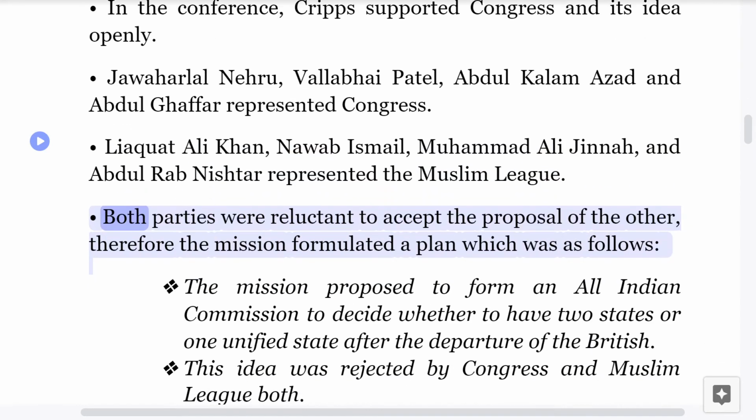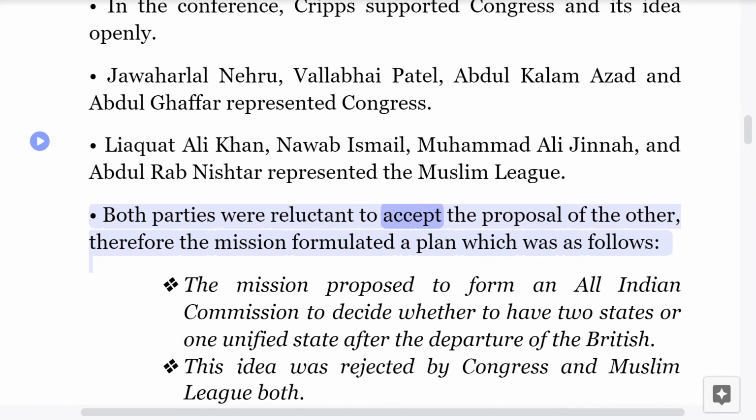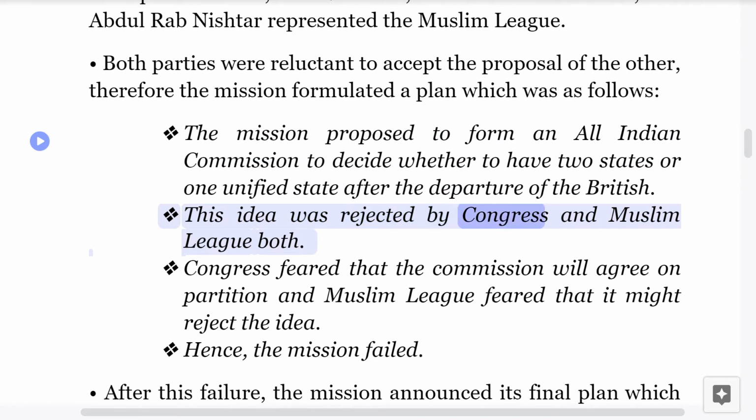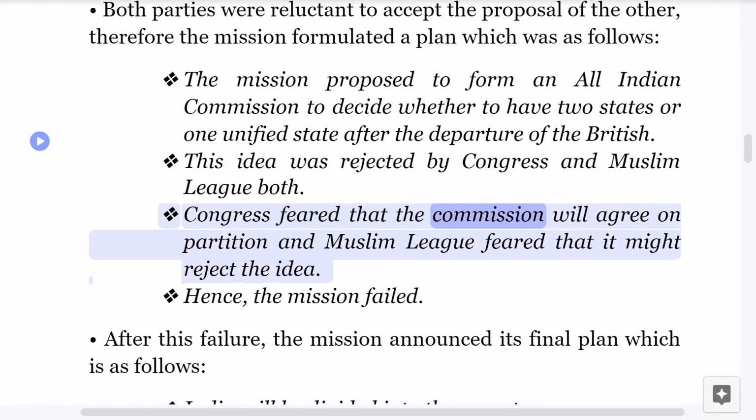Both parties were reluctant to accept the proposal of the other, therefore the mission formulated a plan which was as follows. The mission proposed to form an all-Indian commission to decide whether to have 2 states or one unified state after the departure of the British. This idea was rejected by both Congress and the Muslim League. Congress feared that the commission would agree on partition, and the Muslim League feared that it might reject the idea.